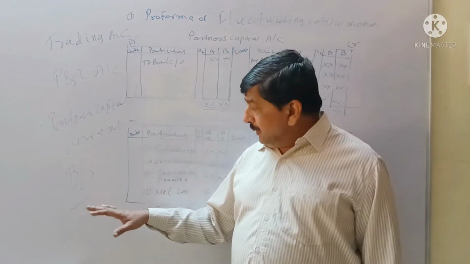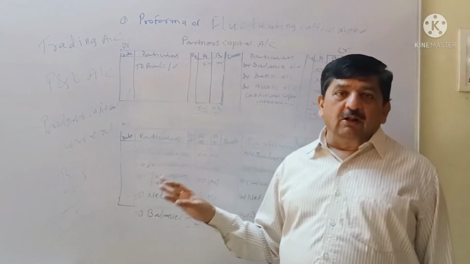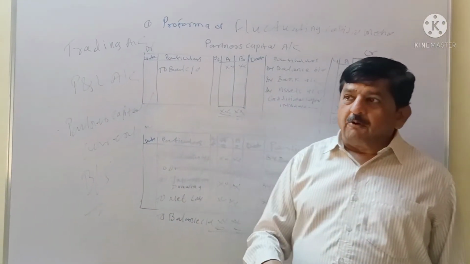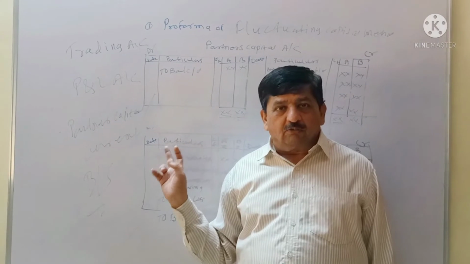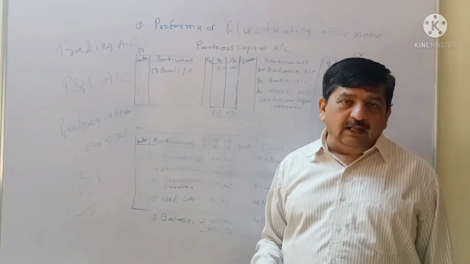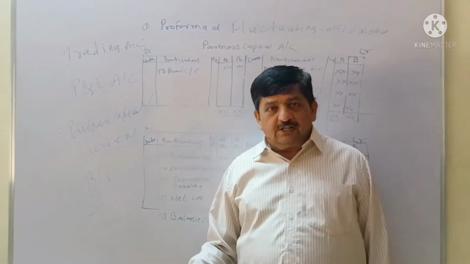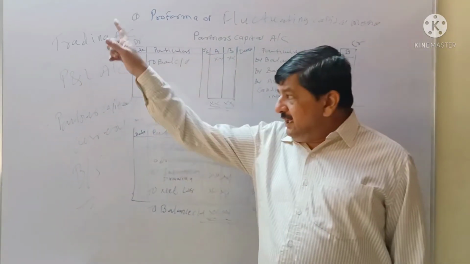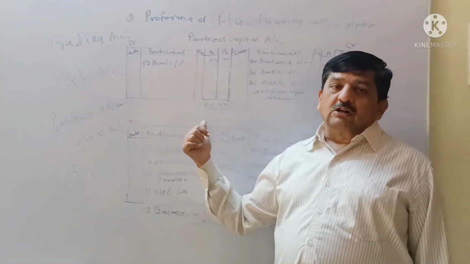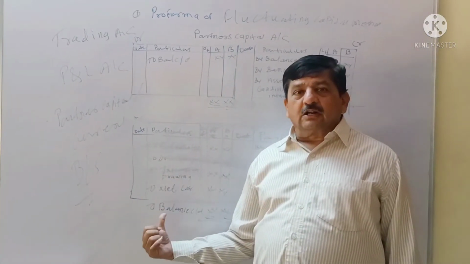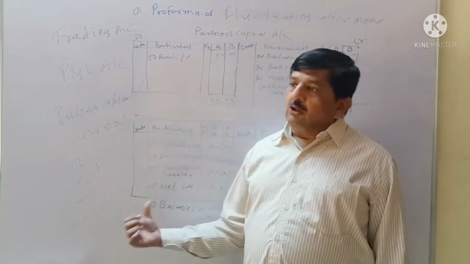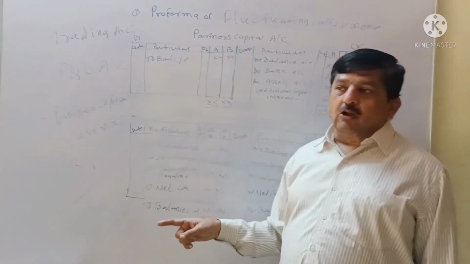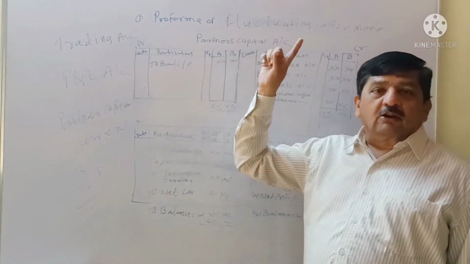Then we have to prepare specially the partners' capital or current account. First we close the trading account; gross profit is transferred to the profit and loss account credit side. Then close the P&L account: if the credit side is more, net profit is transferred to the capital or current account; if the debit side is more, net loss is transferred. Profit is taken on the credit side of the capital or current account, loss on the debit side. Then the capital or current account is closed, and that balance is taken to the balance sheet.